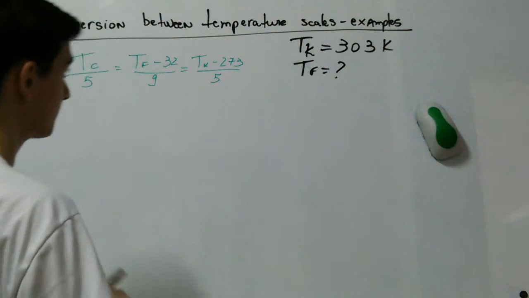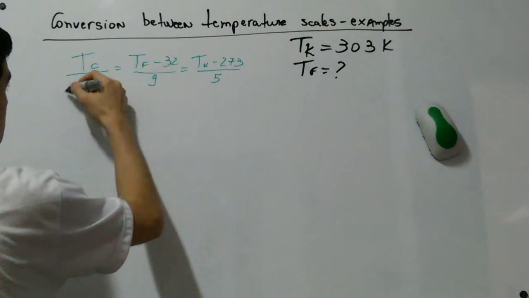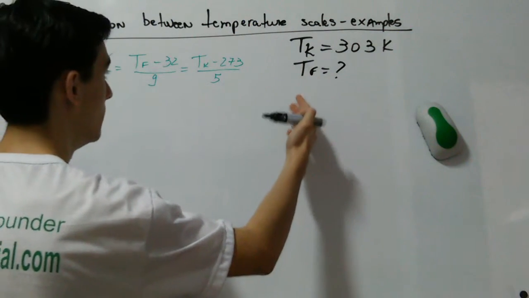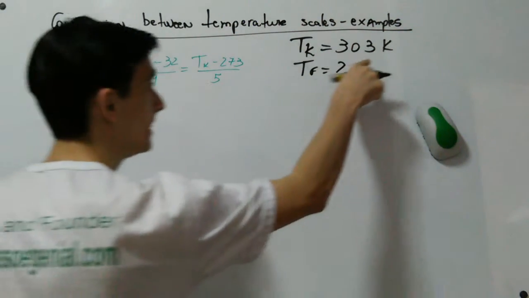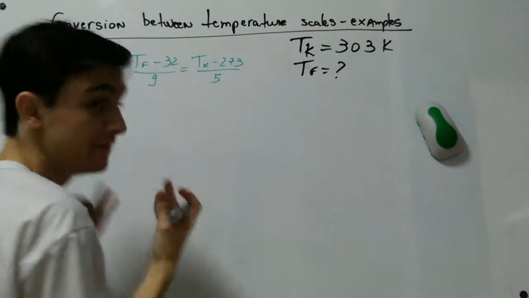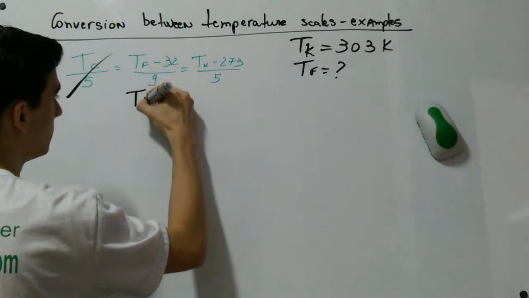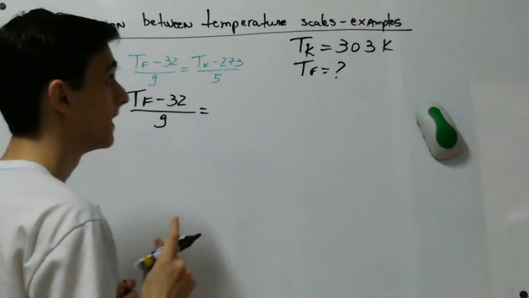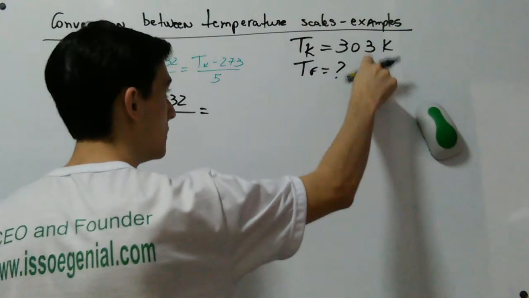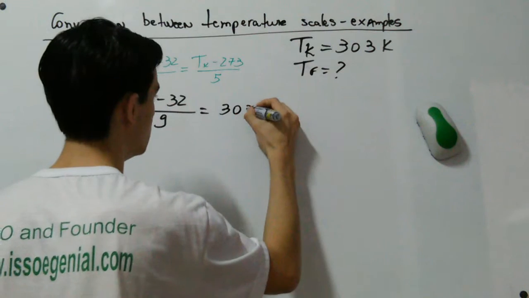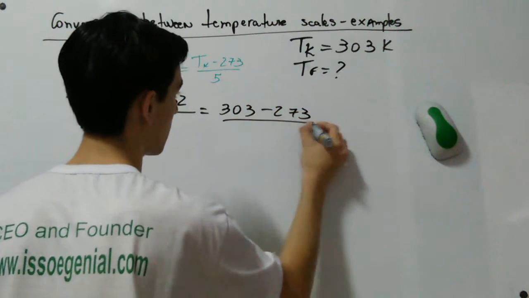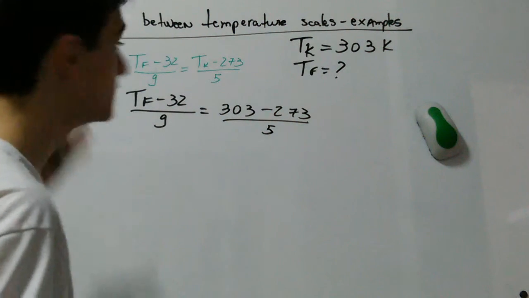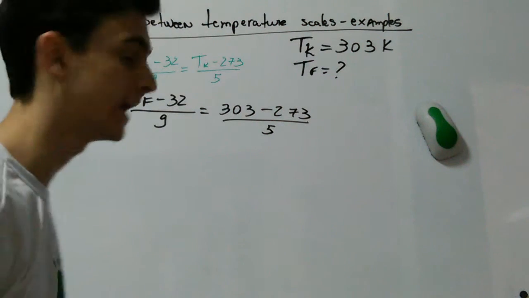So let's do that. As I said, we're not going to use this side right now. You can forget about it for now because we are just worried about Fahrenheit and Kelvin. So we have a number in Kelvin. You want to know Tf, so the variable is going to be Tf. So Tf minus 32 divided by 9 equals Tk minus 273 divided by 5. You know Tk. You know it's 303. So 303 minus 273 divided by 5. And you can see you have one equation with one variable, Tf. Just solve it for Tf and you have the temperature in Fahrenheit.